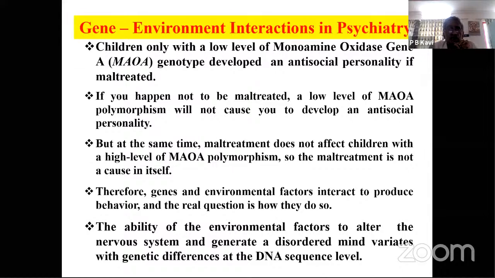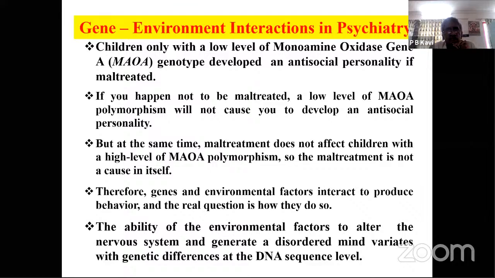On the other hand, a low level of MAOA polymorphism will not cause you to develop an antisocial personality if you don't maltreat that person. But at the same time, maltreatment does not affect children with a high level of MAOA polymorphism either. If the enzyme is produced in high concentrations and you maltreat the particular child, he is not going to become an antisocial personality. What does it tell you?